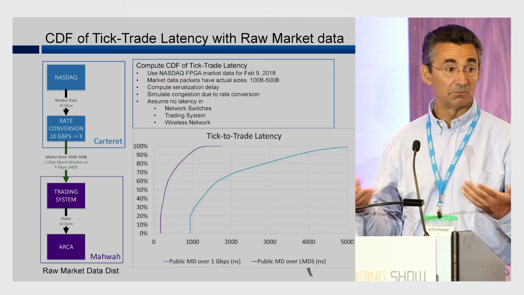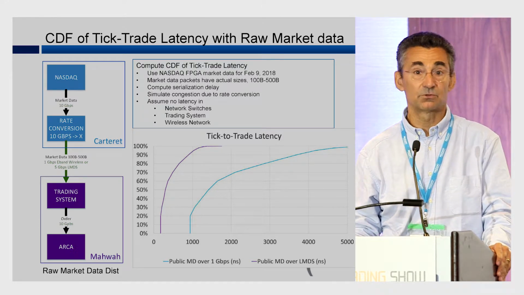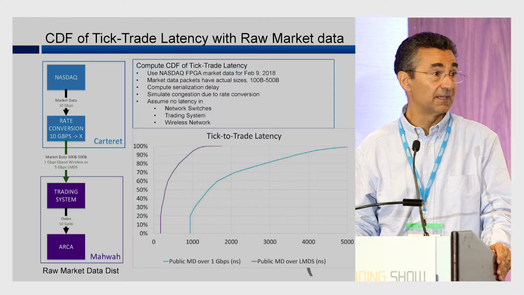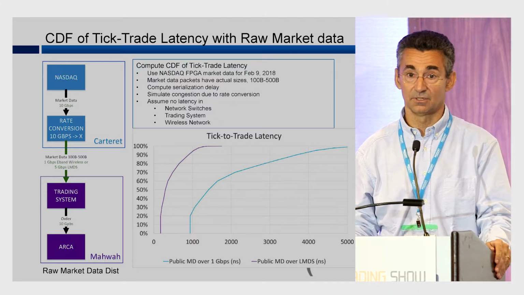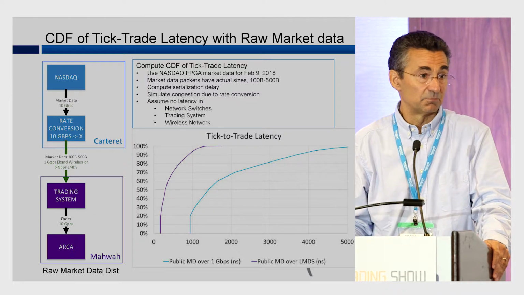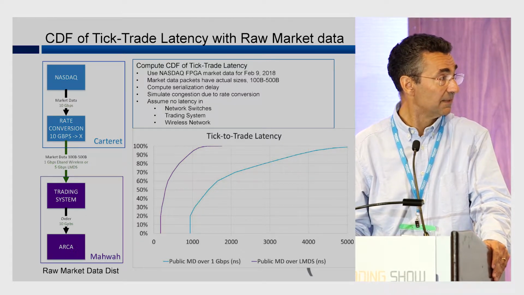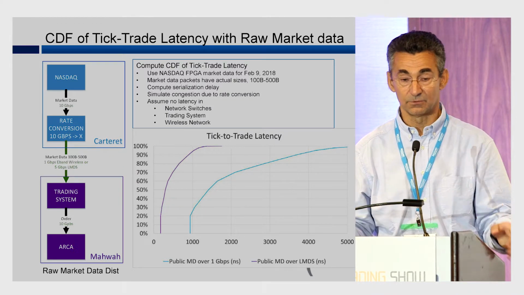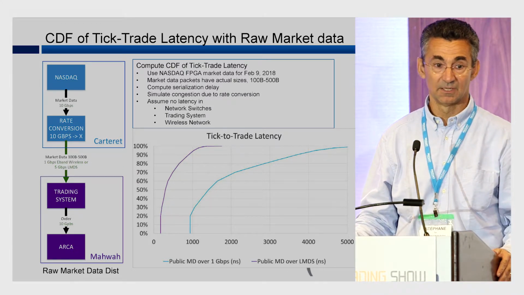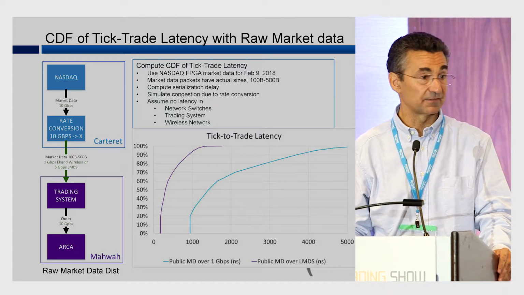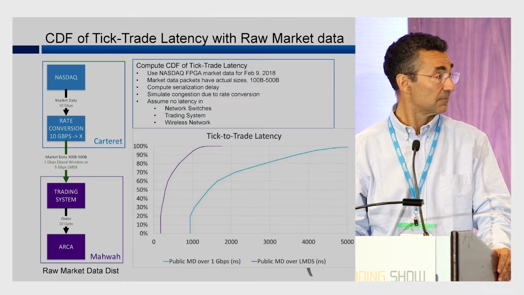So can we really win? If you transport raw data, the answer is obviously yes. The serialization of big packets over bigger, fatter pipes is just more efficient. Now, if you really want to put numbers to that, you need to look at simulations, and that was one day of the NASDAQ FPGA data.